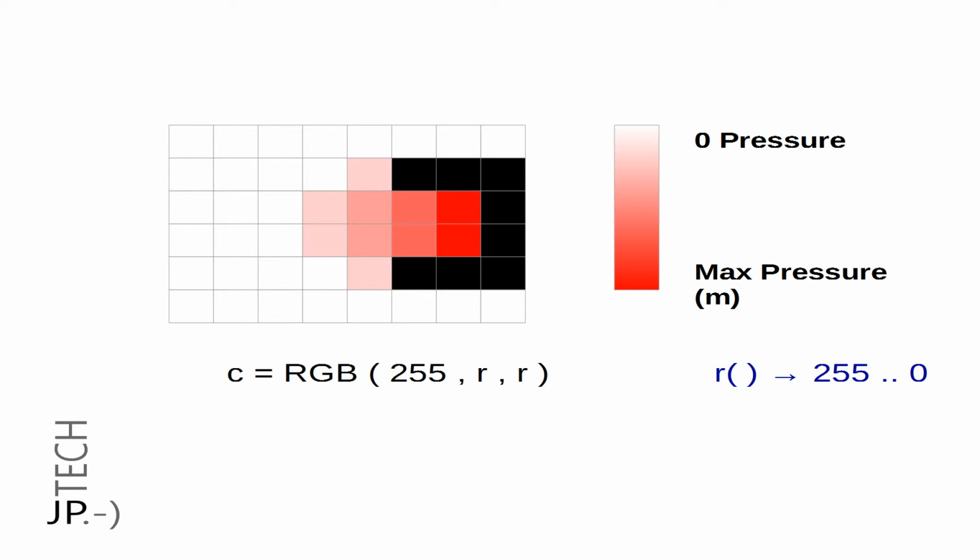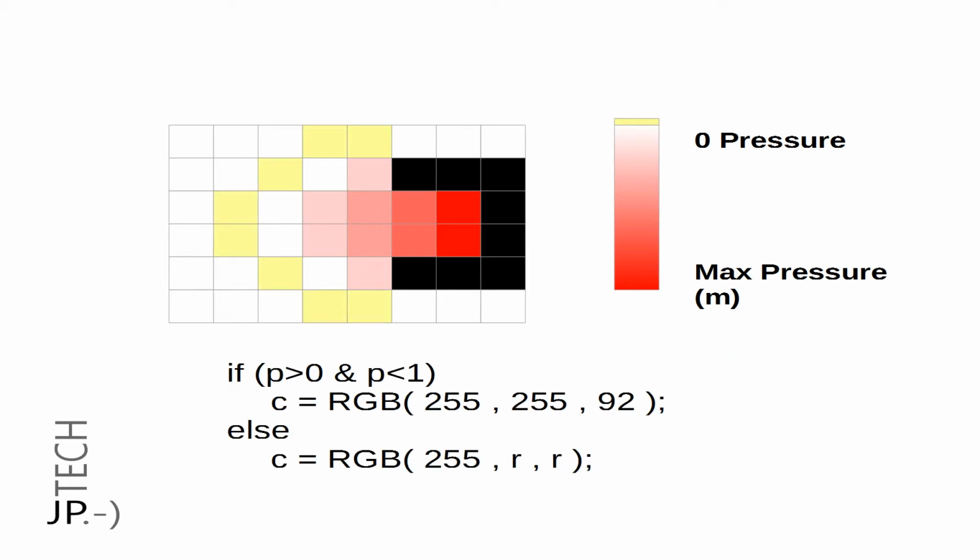As pressure approaches M, the value of R drops to 0, making that cell more red. As the pressure approaches 0, R will increase in value all the way up to 255, making the cell more white. We can add one more step to our visualization. Often we get a fractional value, and it's kind of nice to see the actual edge of the pressure envelope. So we'll just put an if statement at the beginning of this that says if pressure is greater than 0, but less than 1, then we'll just plug a nice calming yellow in there. Otherwise, we'll execute our function for R.